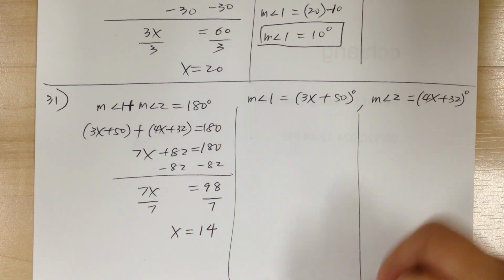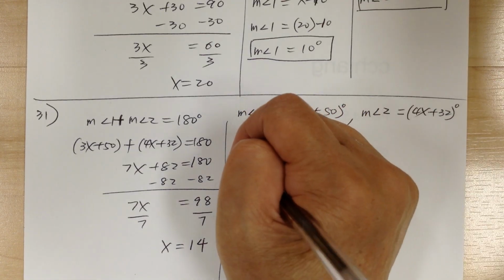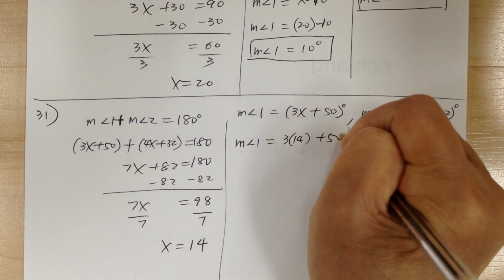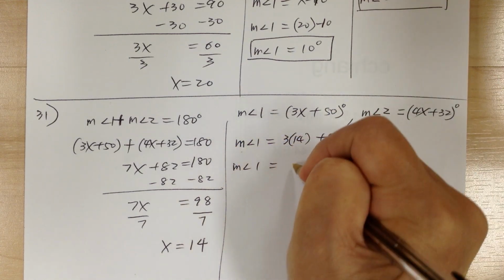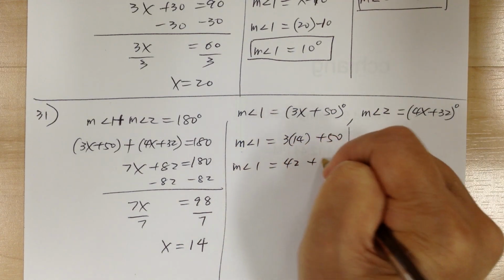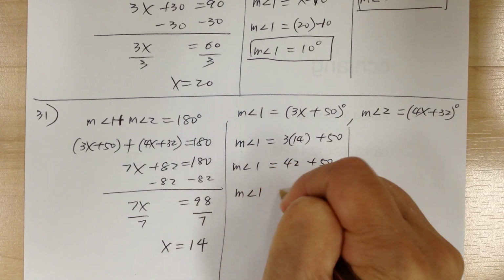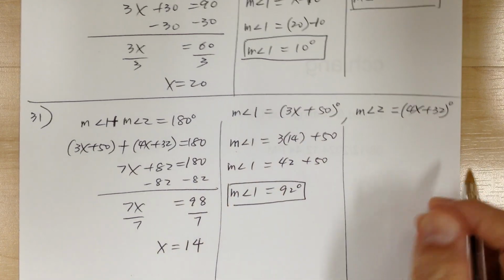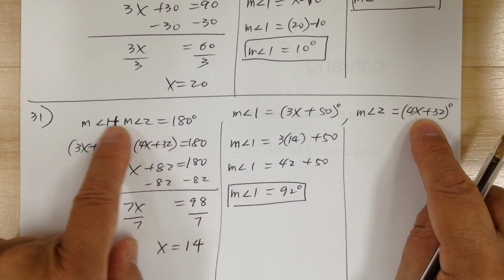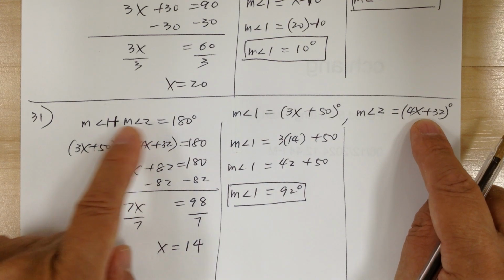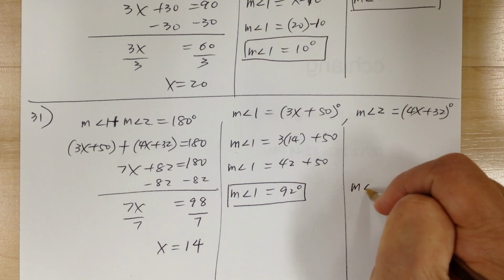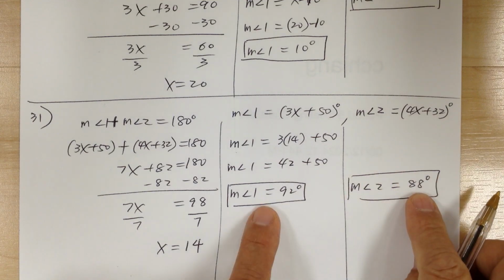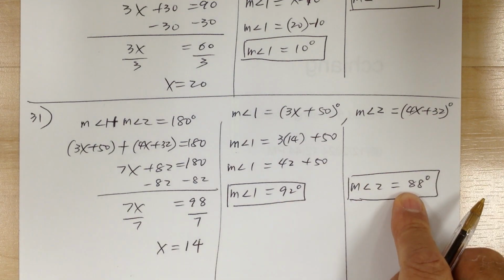Okay, so now let's substitute into here. Measure of angle 1 equal to 3 times 14 plus 50, which is 42 plus 50, so measure of angle 1 equal to 92 degrees. Now again, you can substitute this into here or just use this one. I would like to use this one, a little bit faster. So 180 minus 92, so measure of angle 2 equal to 88 degrees. They have to add up to 180, so just 180 minus that, you get that.